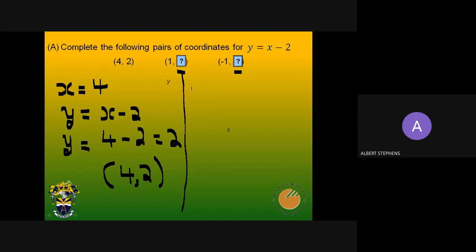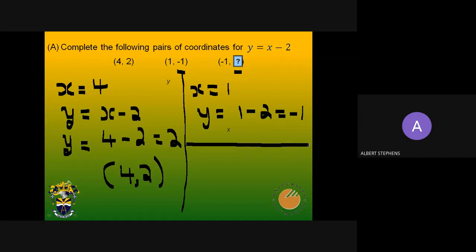So basically, we're working out this second one here. When x is equal to 1, we want to know what the value of y is. We're going to use the same equation. So we have y equals x, but we're not going to write x. We're going to replace x with 1. So it's 1 subtract 2. So that's going to be -1. You're absolutely correct.